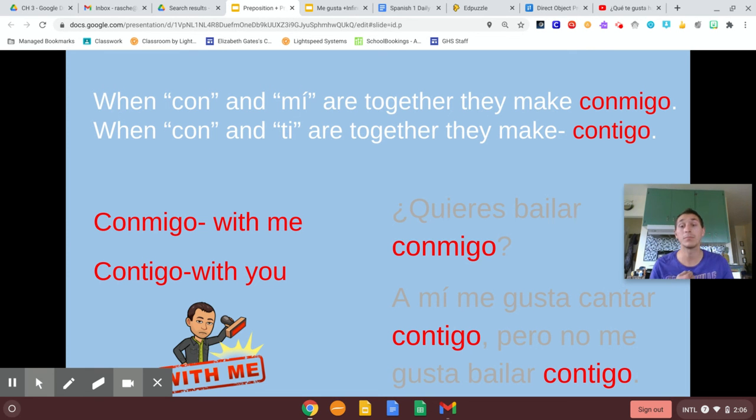So a mí me gusta cantar contigo, with you. Pero no me gusta bailar. I don't know how to dance. Bailar contigo, with you. But I don't want to dance with you. I do want to sing with you, but I don't want to dance with you. No quiero bailar contigo. Don't want to dance with you.